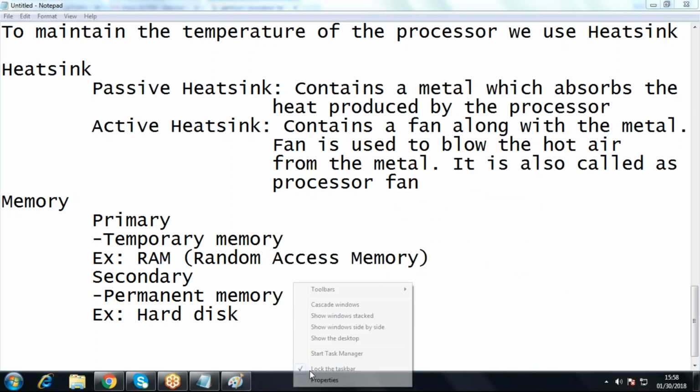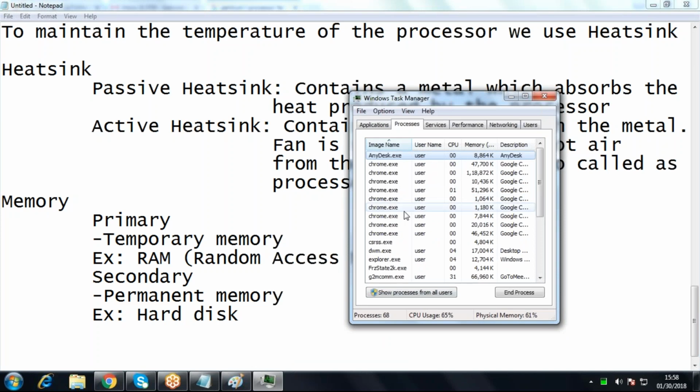Now, let's say I'm not using this Chrome for an hour. It means this becomes inactive. When it becomes inactive, whatever memory space is being occupied, this Chrome will be moved to a space in the hard disk called a page file. It will be moved back to the hard disk, in a special space called page file.